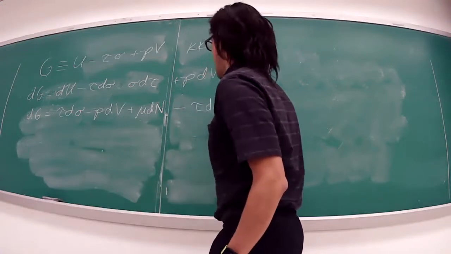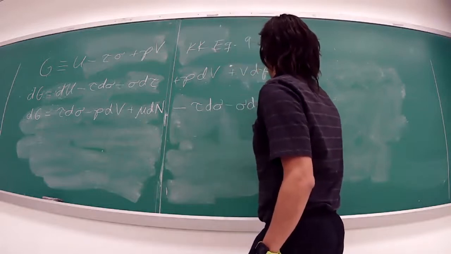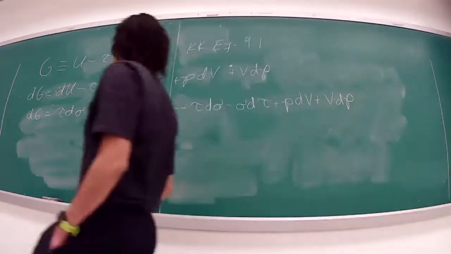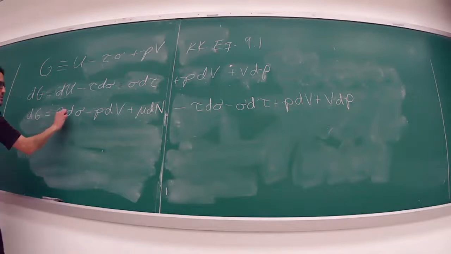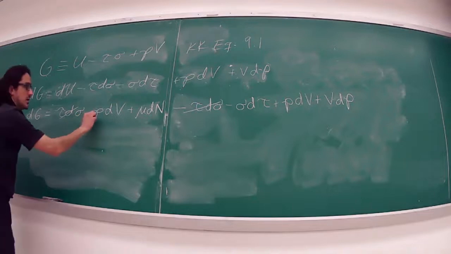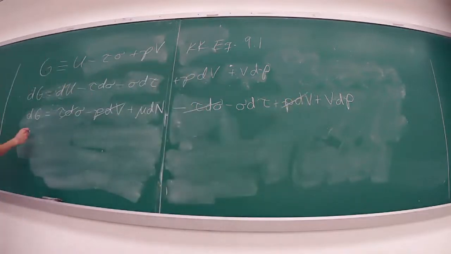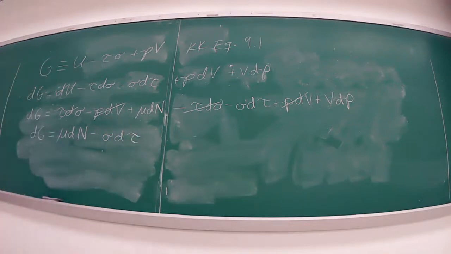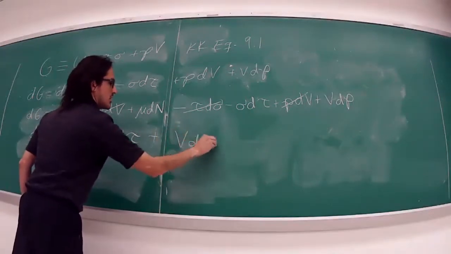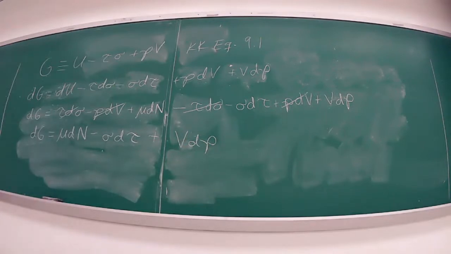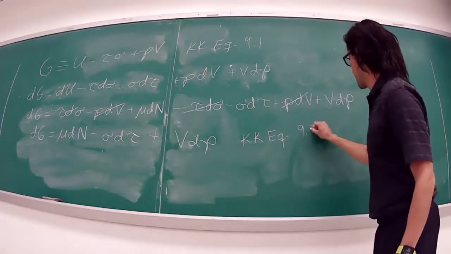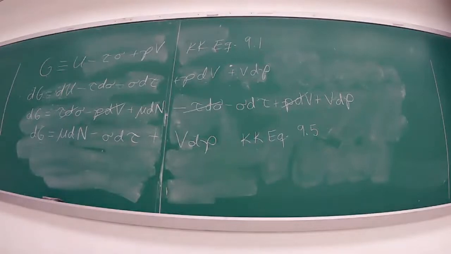And it's tau d sigma minus sigma d tau plus PdV plus VdP. And so now we can kill this one with this one. This one, and so in general, dG is going to be mu dN minus sigma d tau plus VdP. This one is equation 9.5.